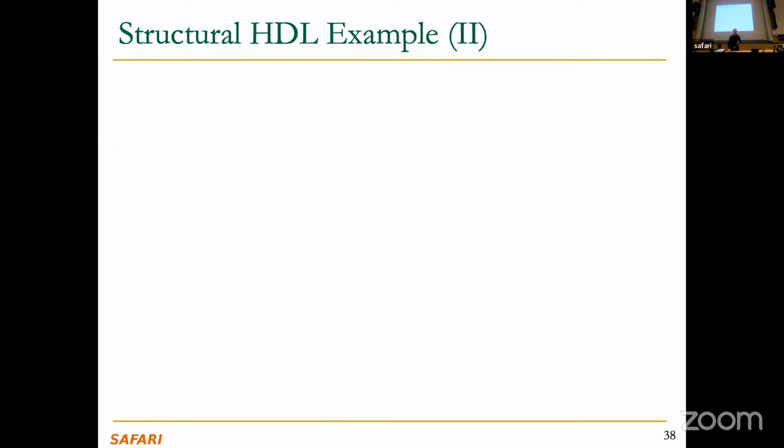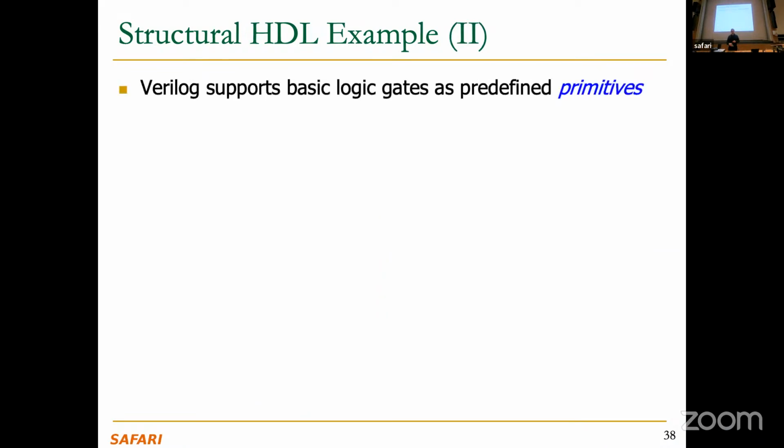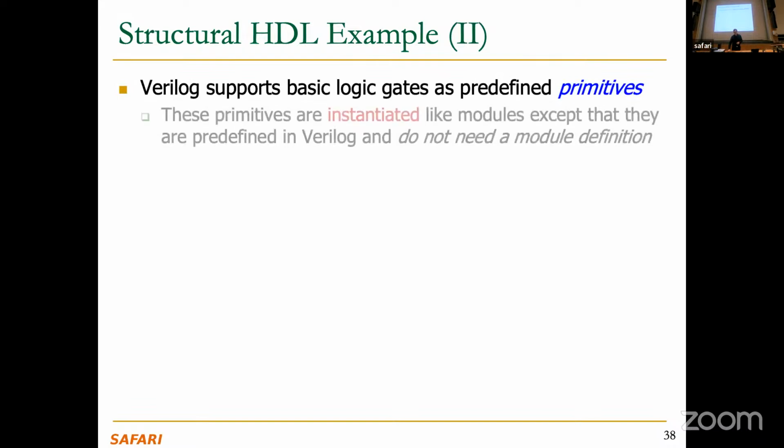I think these are some common sense programming principles also. Okay, let's do another example. So we have some basic logic gates that are predefined primitives, and we will see some of them. These are instantiated like modules, except they're predefined in Verilog. So they do not need a module definition. You don't need to define them.